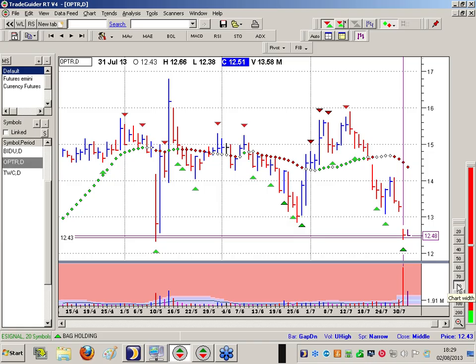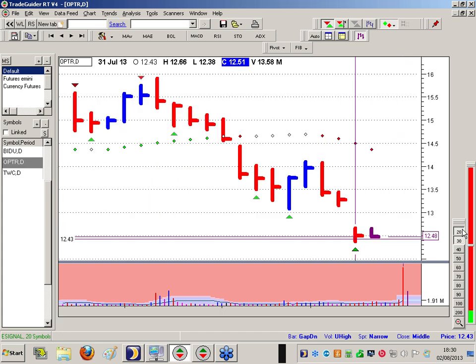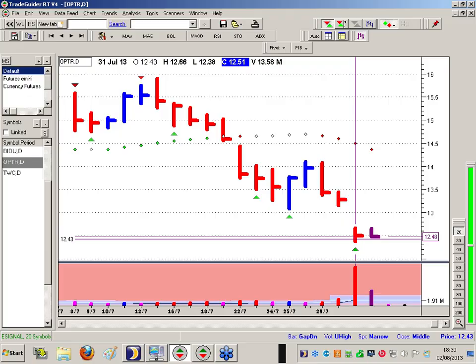Just finally, we're going back to this Optima or OPTR chart for Peter. He says, if you look left on the chart, you will see that it is into an area of former support. So here, this area. So is that significant to you, Tom? And shall I put less bars again? Yeah, please. So it's in an area of former support, this bar here.